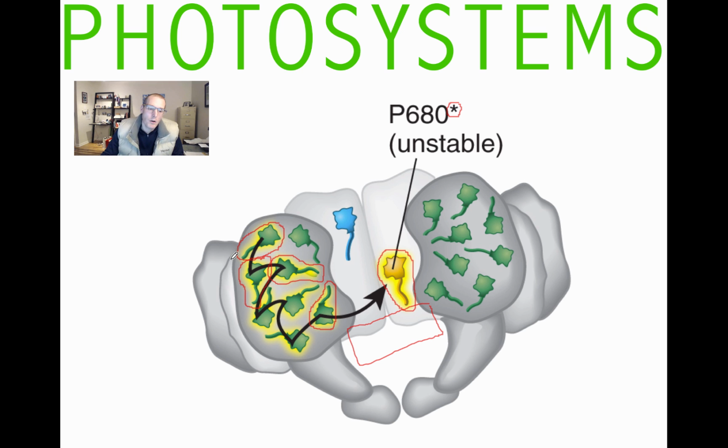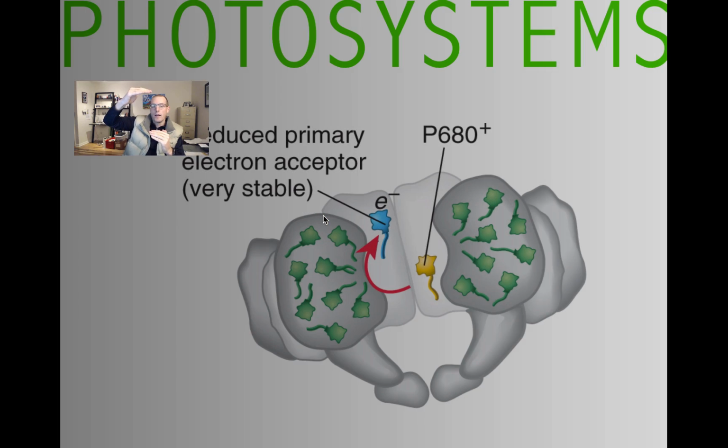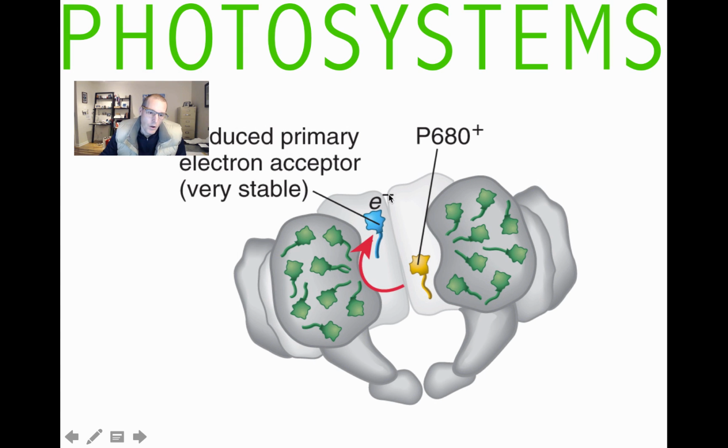Now, in all of these pigment molecules that we talked about to start with, the electron went up and came straight back down again. Here in this P680, this special chlorophyll as it's called, when it absorbs a wavelength of light at 680 nanometers, the electron goes up and it's held very briefly at that point. And so once it's held, this molecule called the primary electron acceptor can grab the electron from P680.